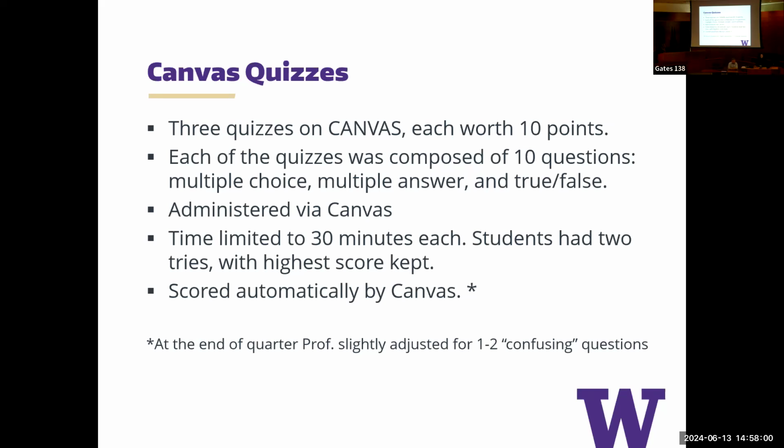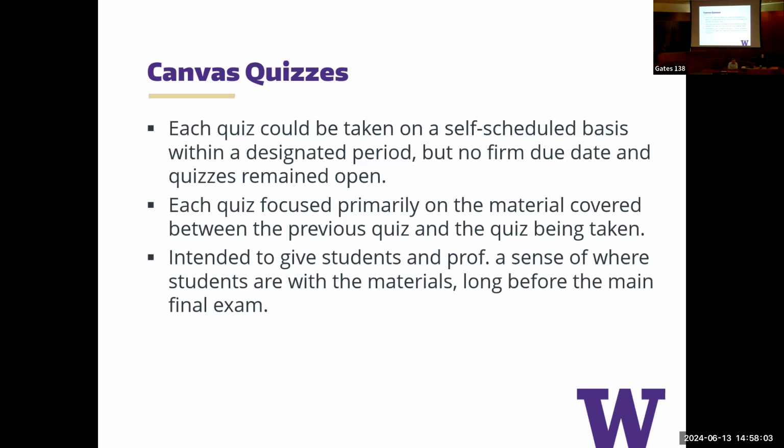Each quiz was available to take on a self-scheduled basis within a designated period. For example, quiz 1, which was published on January 16, I described as a review quiz of chapters 1 to 4. It's recommended that you complete it no later than January 21st, but there's no firm due date. Students knew going in that there's no firm due date, but I told them the coverage and by which date I recommend they complete the quiz.